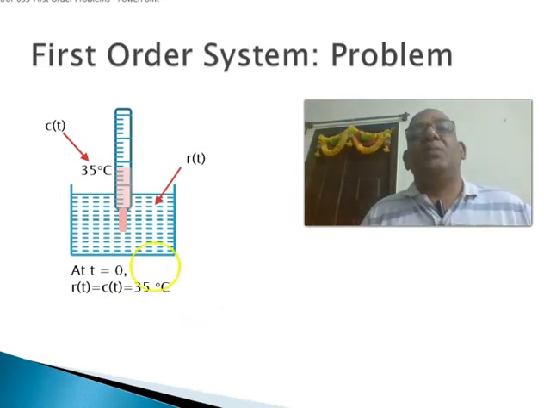This problem is about a first order system which is a liquid in glass thermometer. This thermometer is kept in water at 35 degrees centigrade. We call the temperature of the water to be R(t), the input. The number shown on the thermometer is the output, C(t). At time t equal to 0, that is when we are beginning this experiment, both R(t) and C(t) are steady at 35 degrees centigrade.